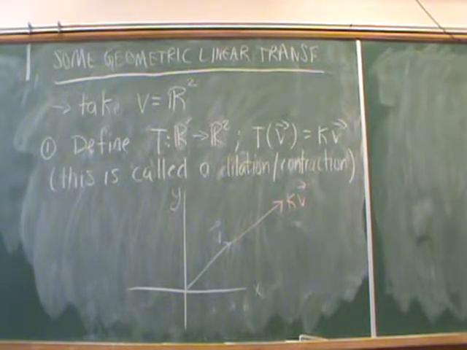And there are a couple other special cases when k is equal to 1 and when k is equal to 0. If k is equal to 0, we're just going to get the 0 transformation that we already saw. And if k is equal to 1, we get something called the identity transformation, which you'll see on the worksheet.